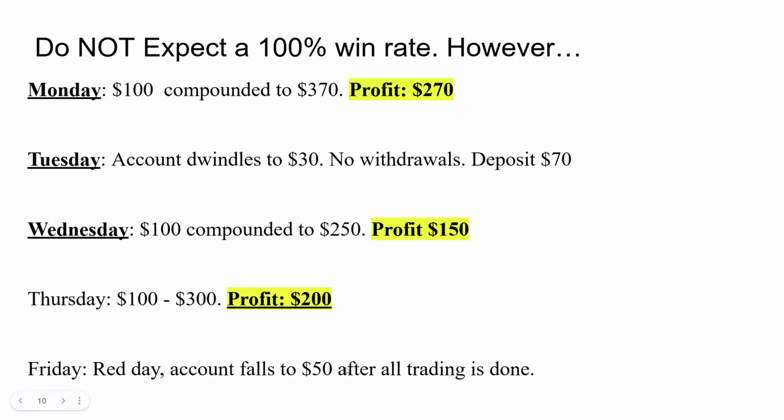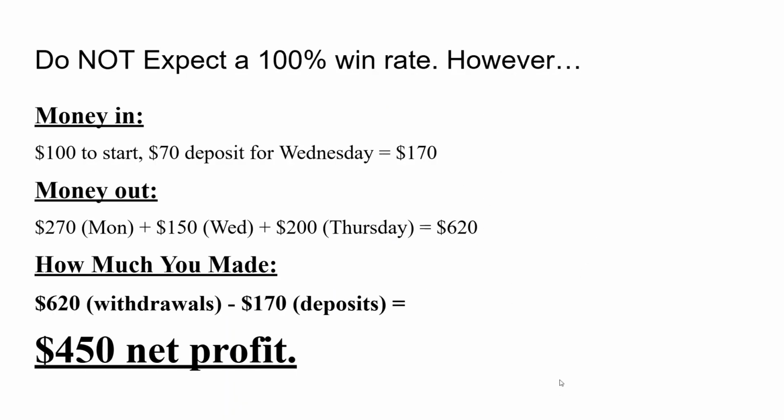So then Friday, there's a red day, your account falls to 50 bucks. Okay, so it's just a red day. Okay, so out of these 5 days, you won 3 and lost 2. 2 days, you didn't make any money. Okay, so how did you do for the week?